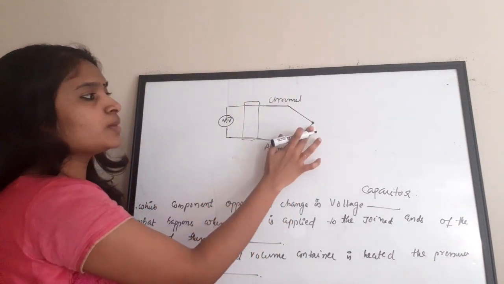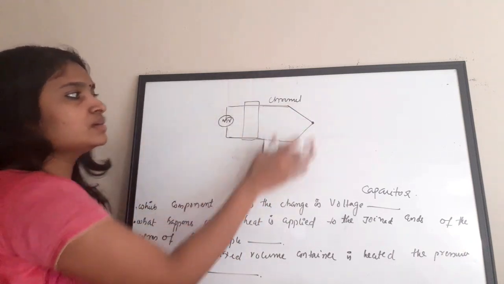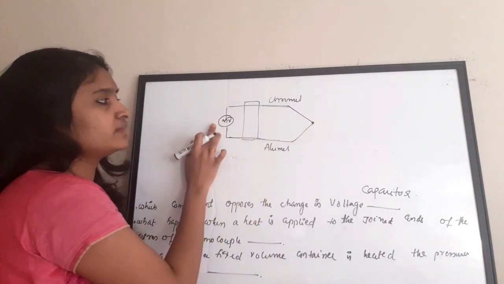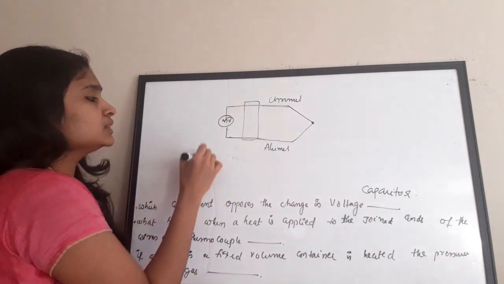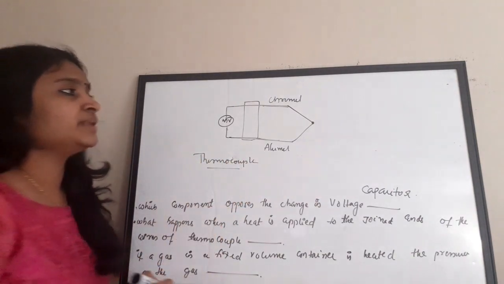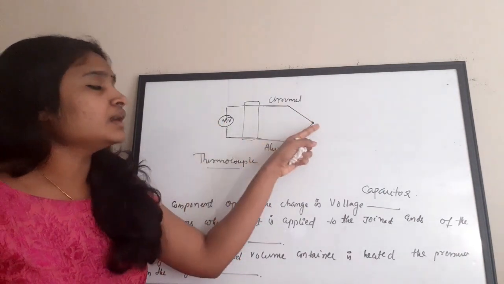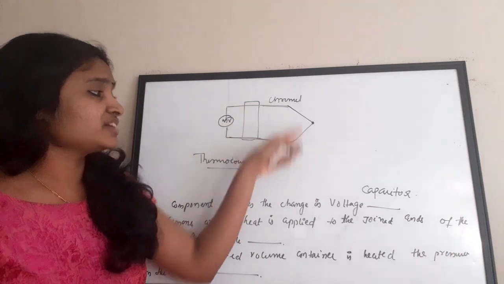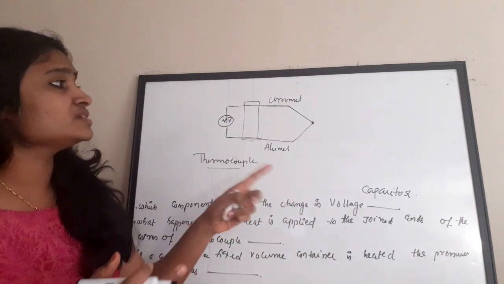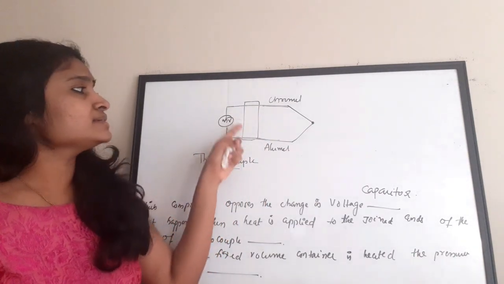So the question is, if you apply some heat to this point, that is a joining point of a thermocouple, what will happen? The answer is a slight voltage will be generated. So that is the working principle of a thermocouple. A thermocouple is used for measuring the change in temperature. Temperature variation is affecting the thermocouple, and as a result of this temperature variation, a minimal voltage will get generated.